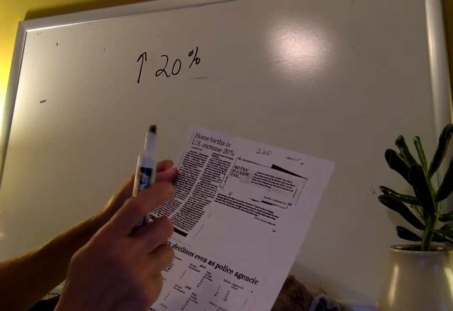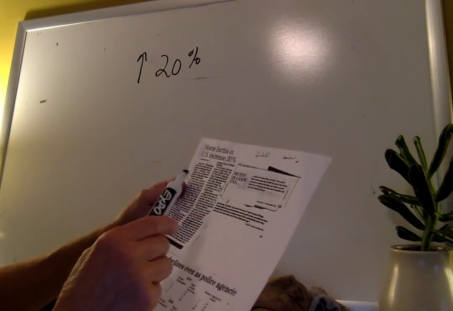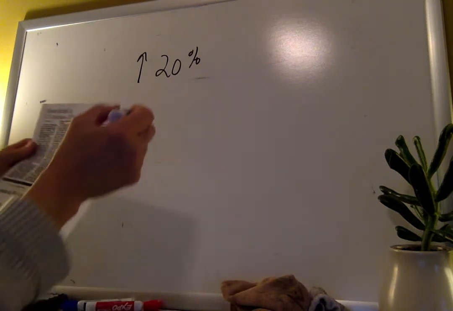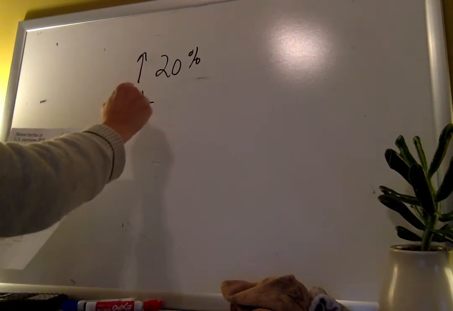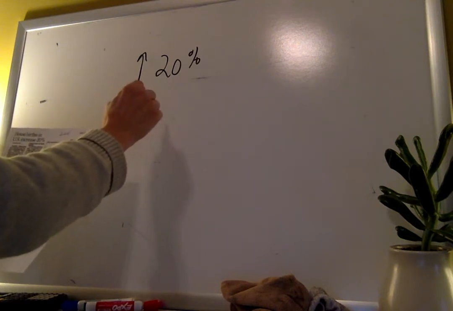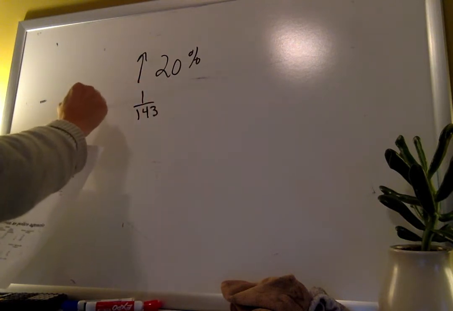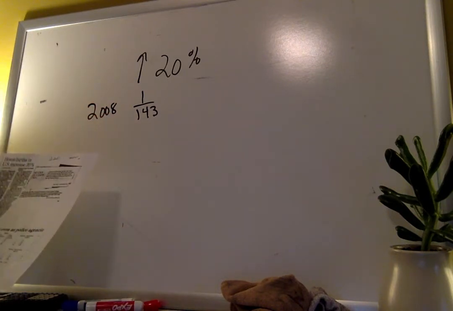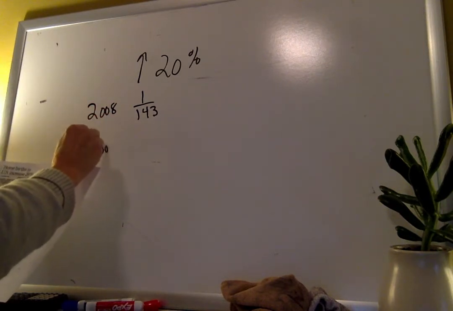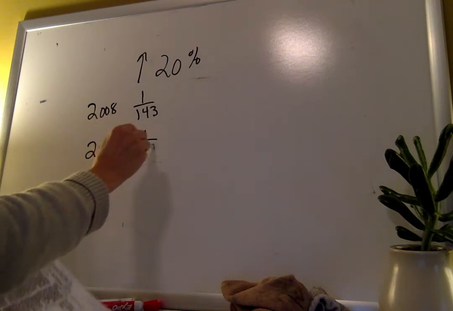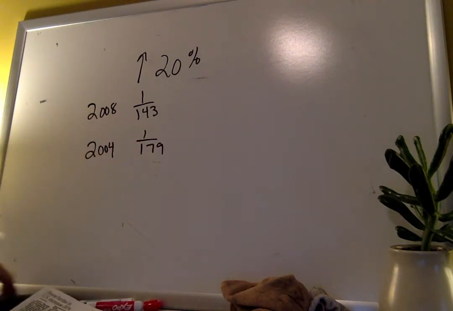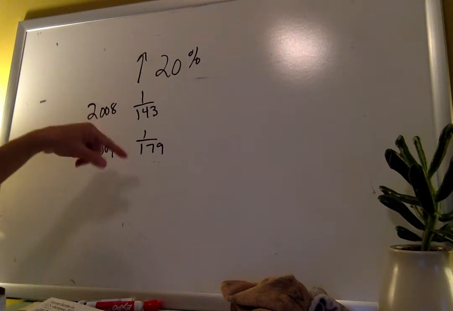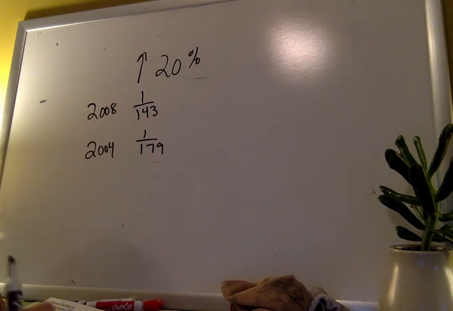They break it down by race and all these different things. I just want the races combined. 1 in 143. This was in 2008. And then in 2004, apparently it had been 1 in 179. Terrible, awkward fractions, right? I can't even wrap my mind around those numbers.